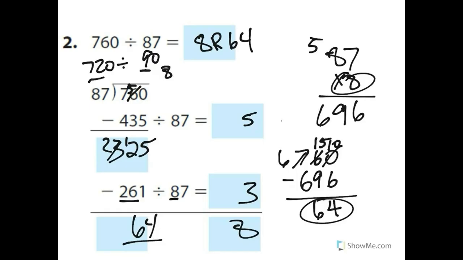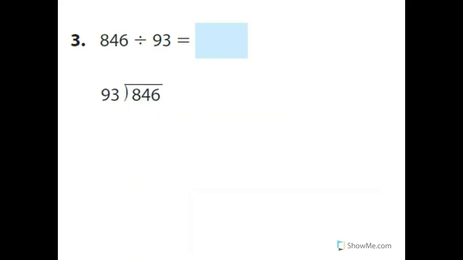But you know what? This is how they did it. They used 5 and 3 on their partial quotients and added it to 8. You can do that. I like doing it this way. I'll show you in number 3.